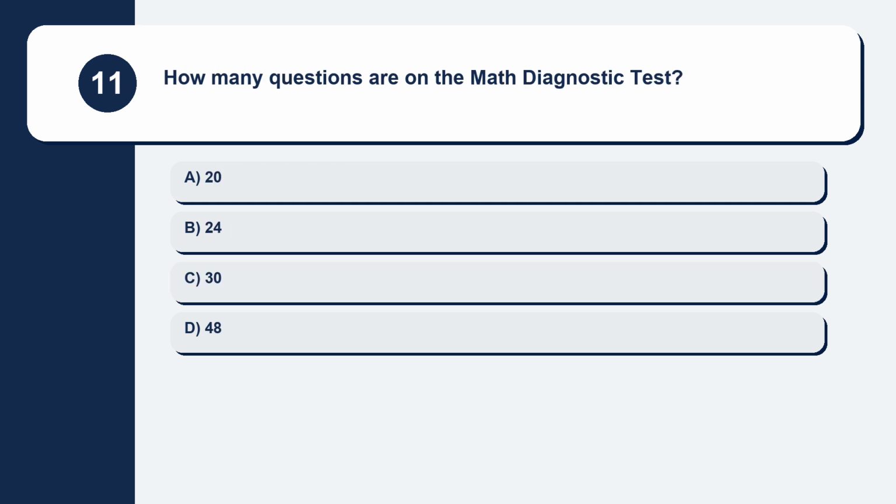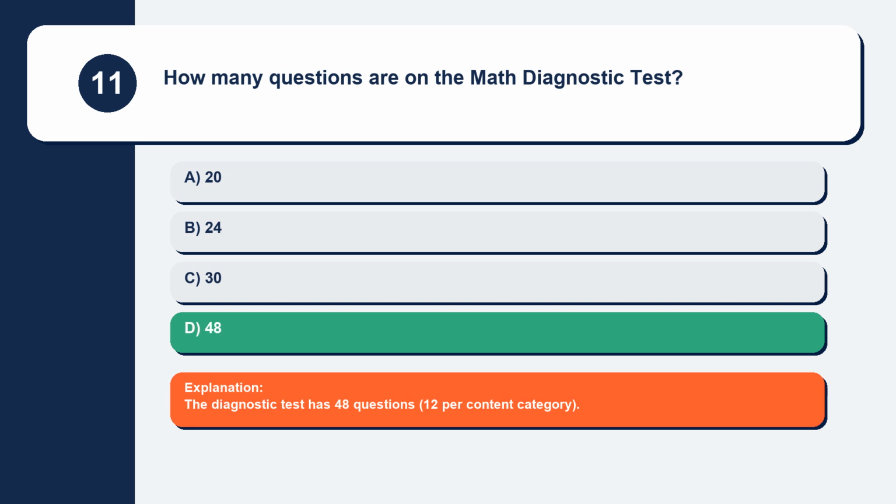Question 11. How many questions are on the math diagnostic test? 20, 24, 30, 48. The diagnostic test has 48 questions, 12 per content category.